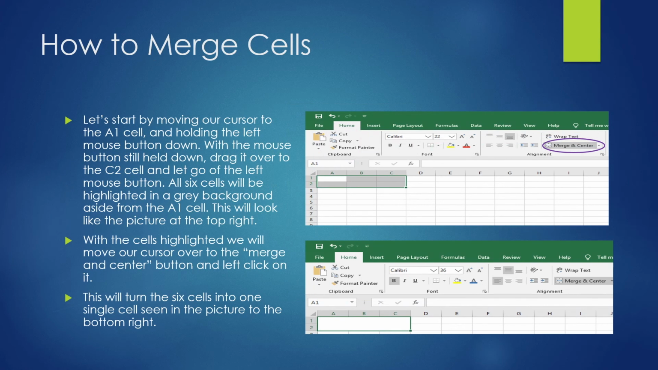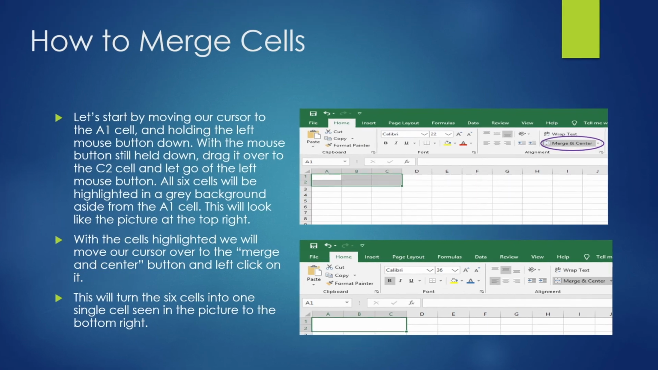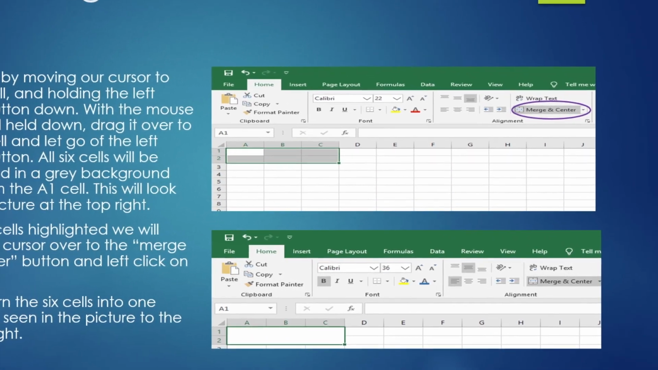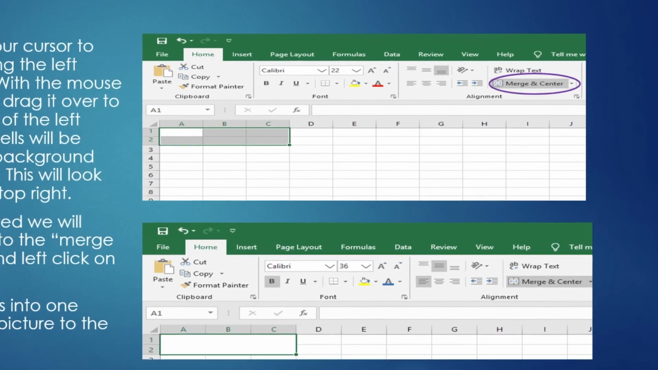Let's start by moving our cursor to the A1 cell and holding the left mouse button down. With the mouse button still held down, drag it over to the C2 cell and let go of the left mouse button. All 6 cells will be highlighted in a gray background aside from the A1 cell. This will look like the picture at the top right.